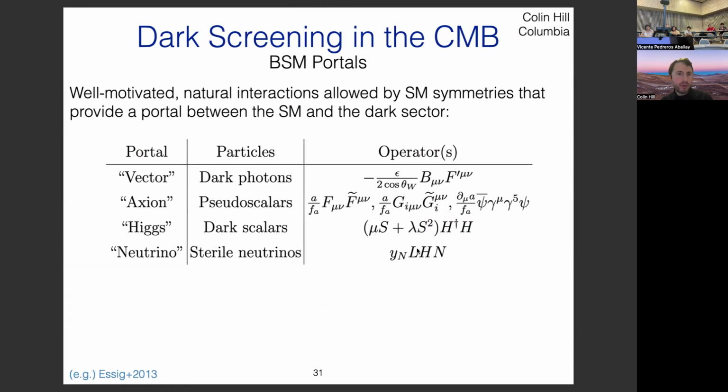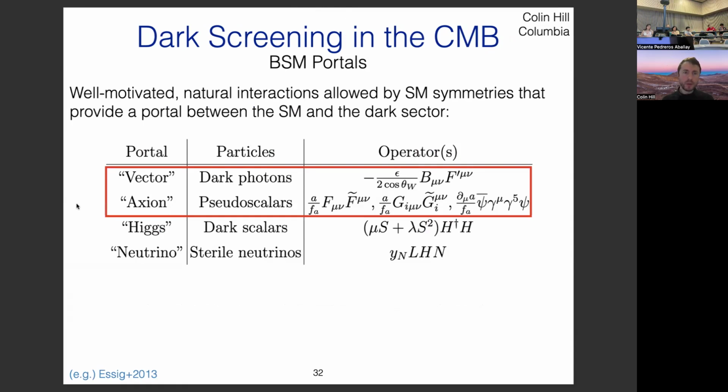All right, so let me just briefly introduce the particle physics models that we're thinking about here. There are these four categories of so-called portals that are largely studied in the pheno world between the standard model and the dark sector: the vector portal, the axion portal, the Higgs portal, and the sterile neutrino portal. I'm just going to focus on the first two here because these are the ones that leave the relevant signatures that we're thinking about in the CMB. The operators that are relevant are written down over here.